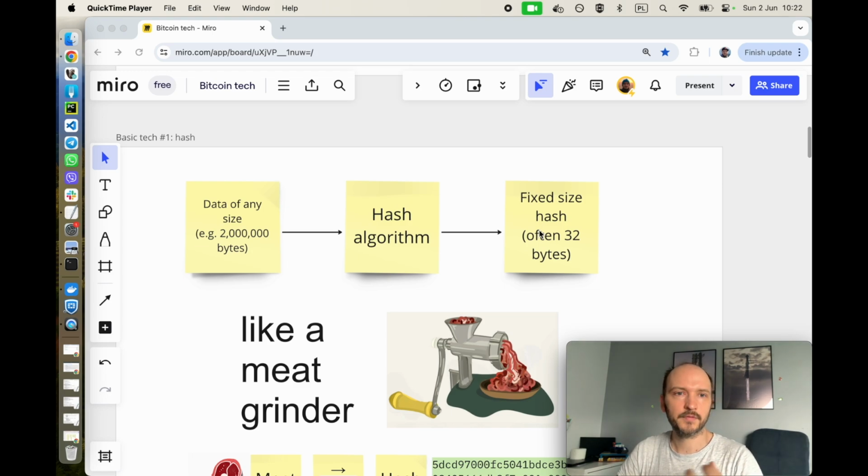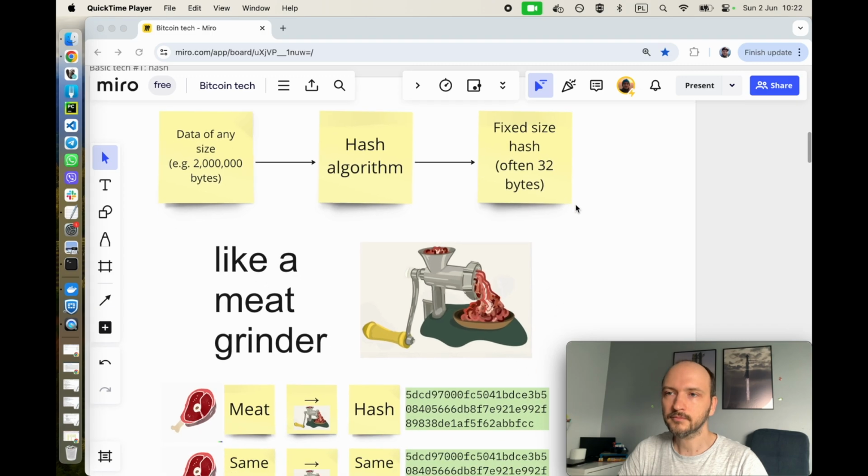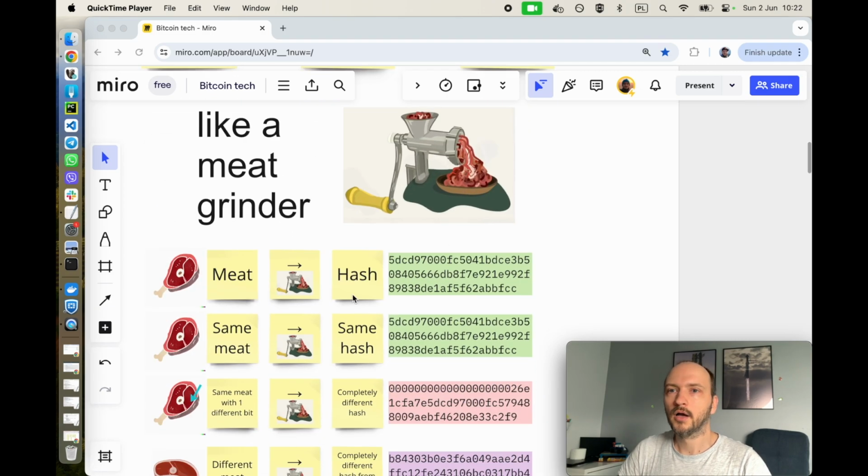But the contents of the hash, of course, depend on the contents of the input. And you can imagine this algorithm as a meat grinder: you give some meat as an input to that, and it produces you the result, right?